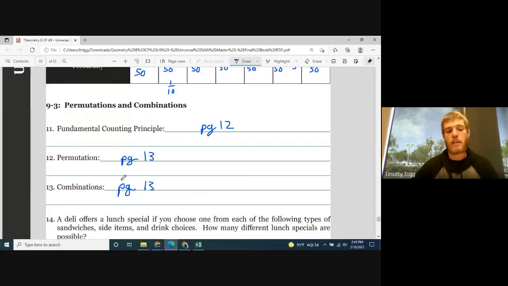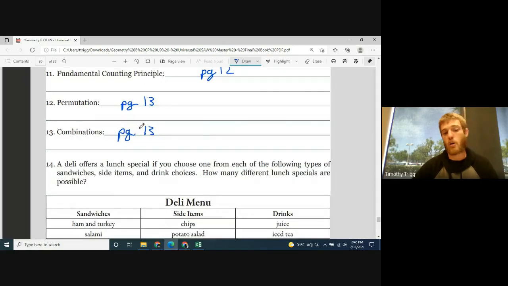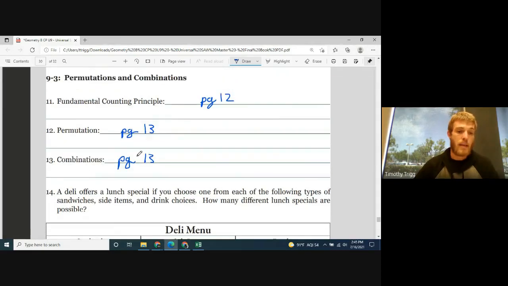For these 3 definitions, you can find them on these pages. The fundamental counting principle can be found on page 12. For permutation, page 13, and for combination, also on page 13. The main thing I want you to remember is that for a permutation, order matters. For a combination, order does not matter.